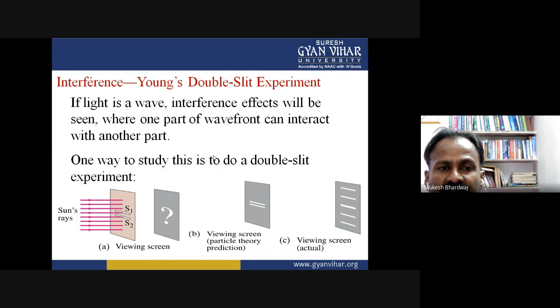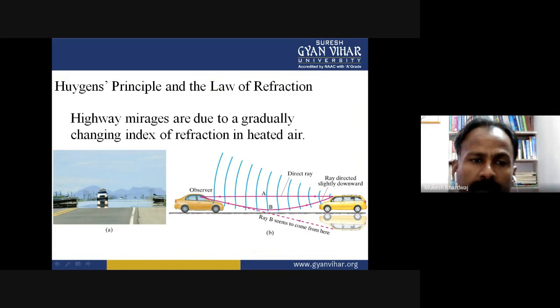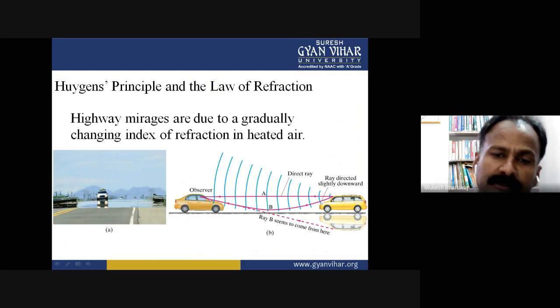So this is the interference Young double slit experiment. We will start the Young double slit experiment a little bit later. Before that, I'd like to discuss dispersion overview. What do we mean by dispersion?